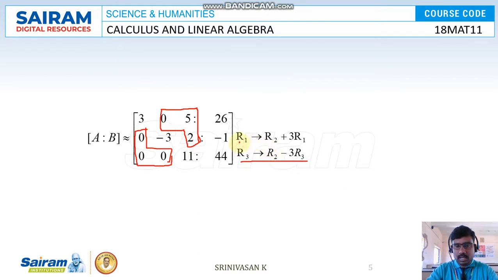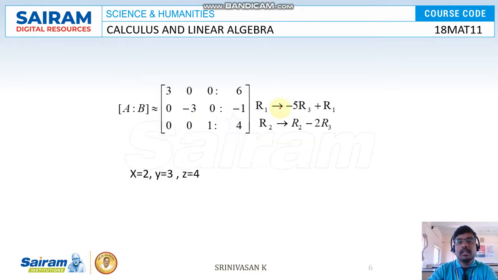This one. So R1, this is for here. So R1 which implies R2 plus 3R1, we get 0, 5, 2, 26. And next we have to make here 0. How to get here 0? So this is 5. Okay.